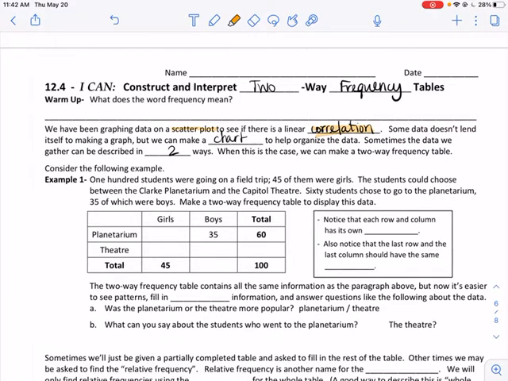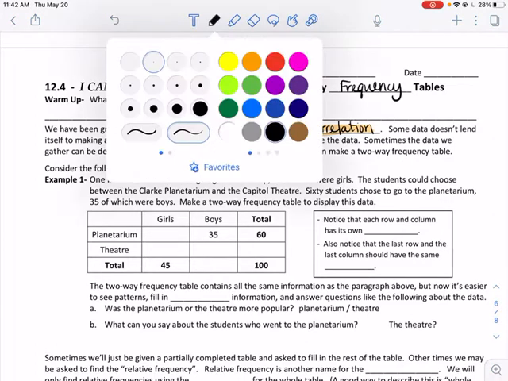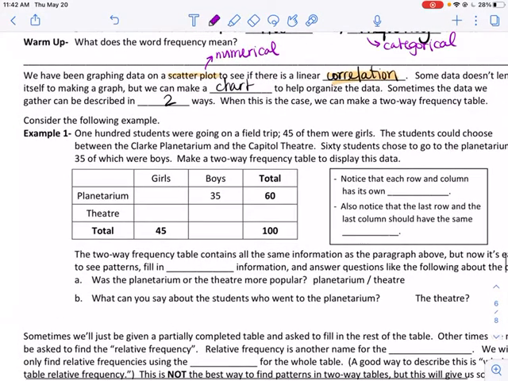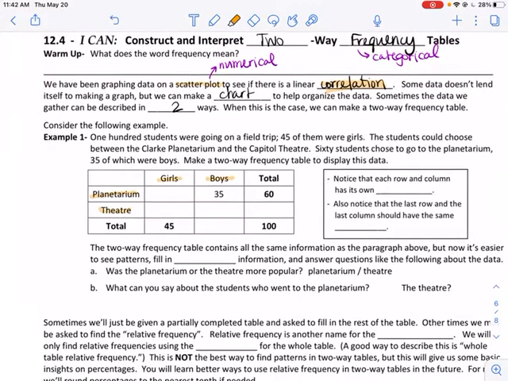We're going to learn how to make what's called a two-way frequency table, where a scatter plot deals with numerical data. A two-way frequency table deals with what's called categorical data. It will talk about categories, and it's a great way to organize our thinking and to see what trends appear. So categories are things like, in this table, what gender you are, and where you choose to go on a field trip. Let's read the problem and see what happens.